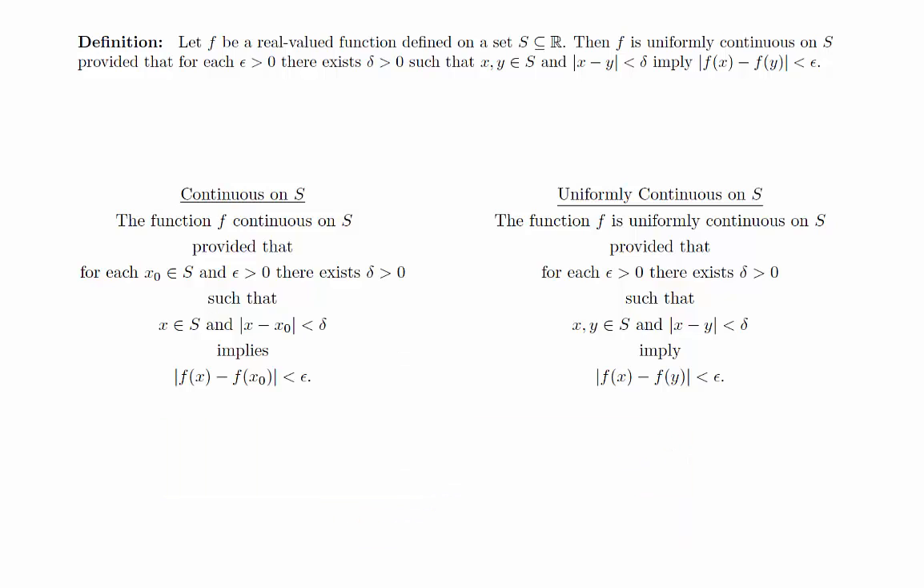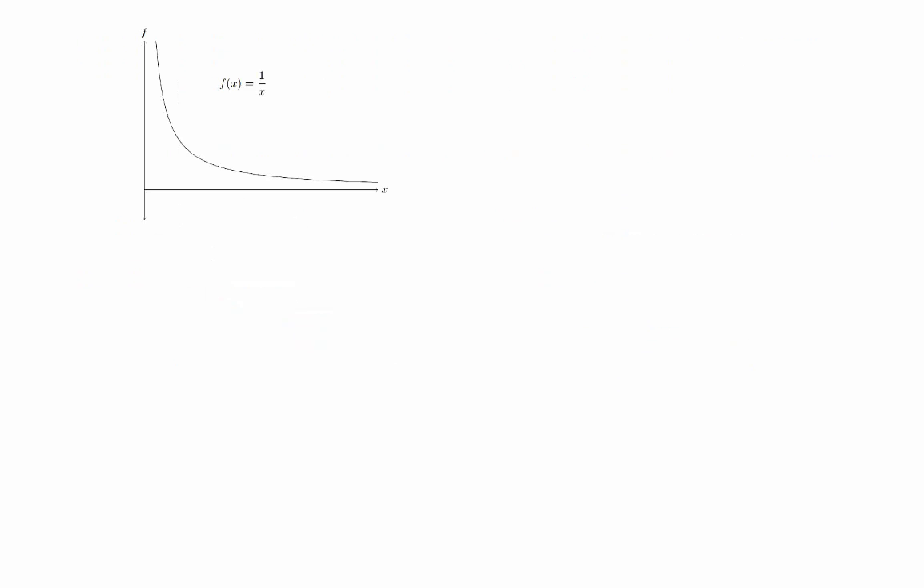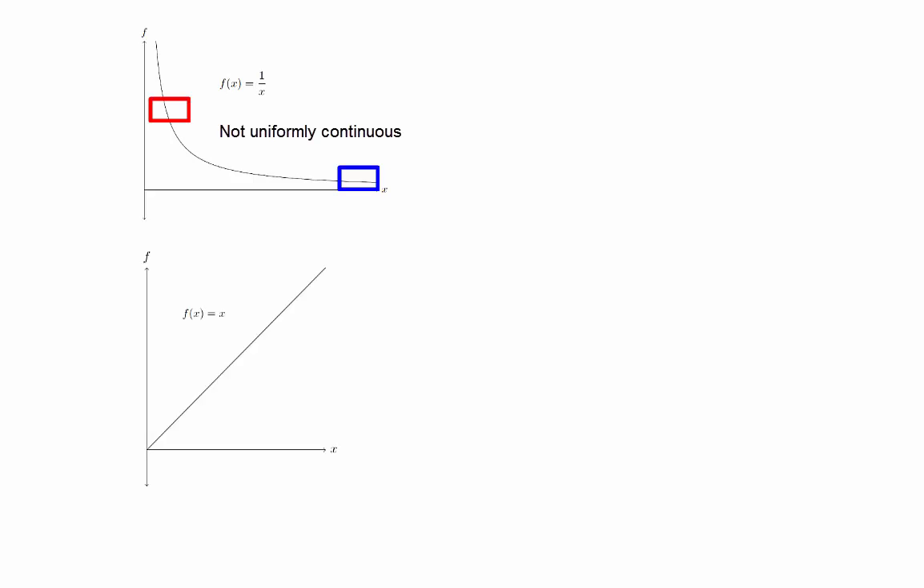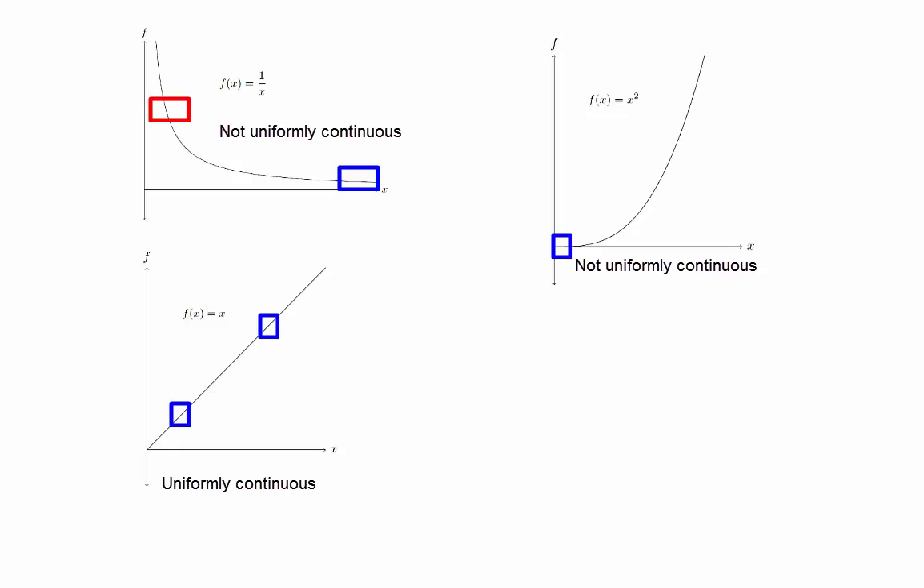Here are some examples to try to build some intuition about uniform continuity. We've already seen that the function 1 over x is not uniformly continuous. This is due to the steep slope on the left-hand side. However, this doesn't mean that an unbounded function can't be uniformly continuous. The straight line function f of x equals x is uniformly continuous. In fact, all linear functions are uniformly continuous. The function f of x equals x squared is not uniformly continuous. As you go to the right, the slope gets steeper and steeper, much like the slope of 1 over x.